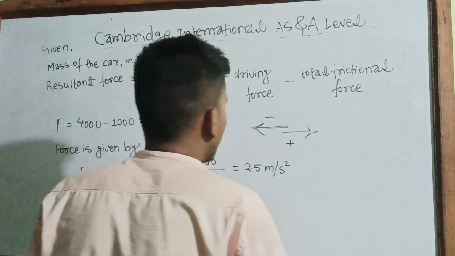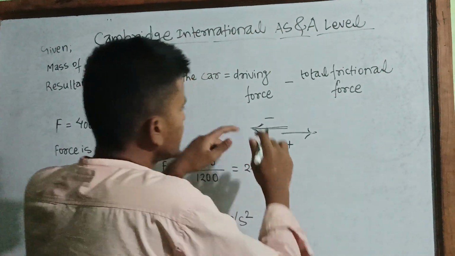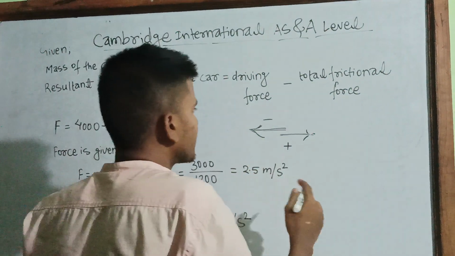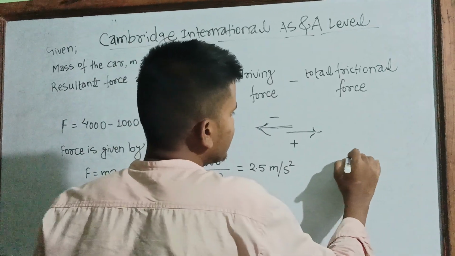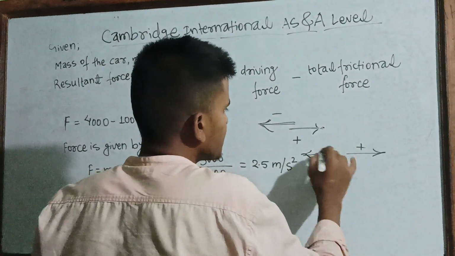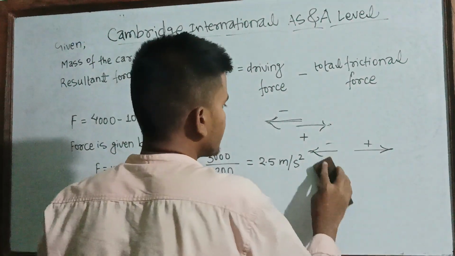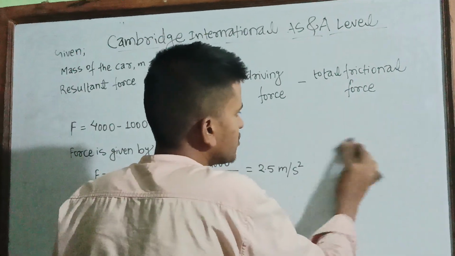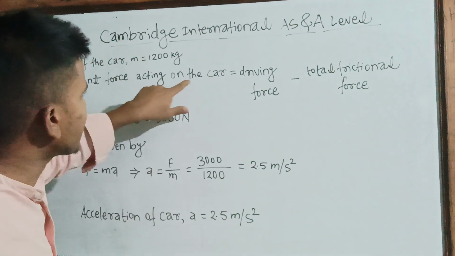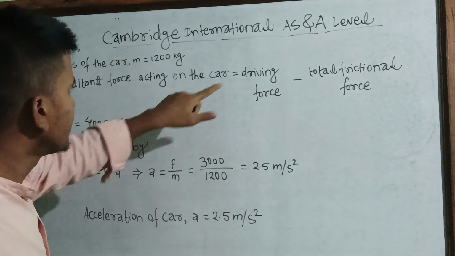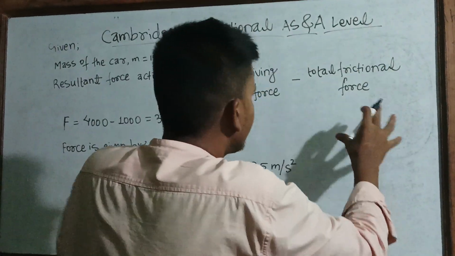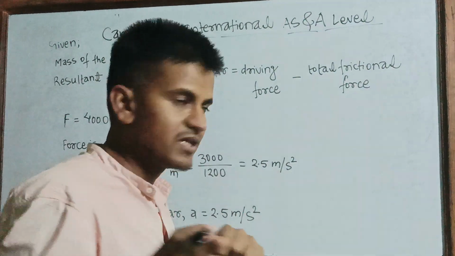Why are we doing minus here? Because if you reverse the video, you can see the car direction is here and the frictional force is here, so this is plus and this is minus. So the resultant force acting on the car equals the driving force minus the total frictional force.